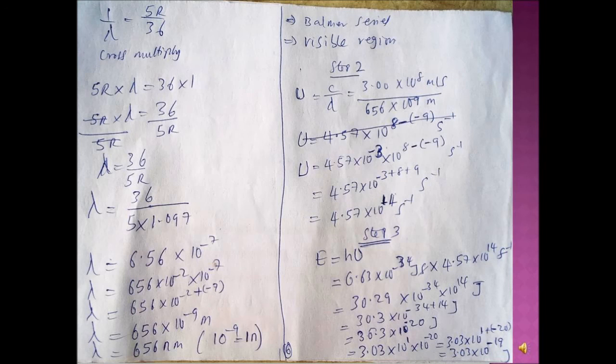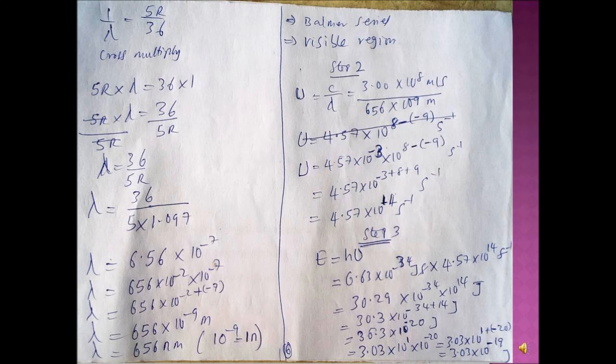then we're going to have 5R multiplied by wavelength equals 36 multiplied by 1. So to get our wavelength, we have to remove 5R, which is on the same side as the wavelength. So divide both sides by 5R. By so doing, we have made wavelength the subject of the formula. So from there, we now have 36 divided by 5 times the Rydberg constant, which is 1.097 times 10 raised to the power 7. Please take note of that.